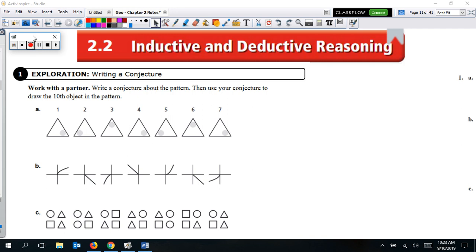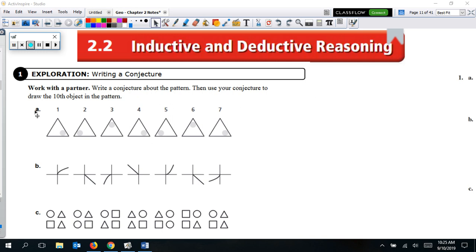Okay, so 2.2, we're looking at the difference between two different types of reasoning, inductive and deductive reasoning. This exploration is helping us understand the inductive reasoning part, writing a conjecture about the pattern. A conjecture is basically just you observing something and making a prediction. That's what you're looking at here. We're trying to figure out the 10th one in this pattern.